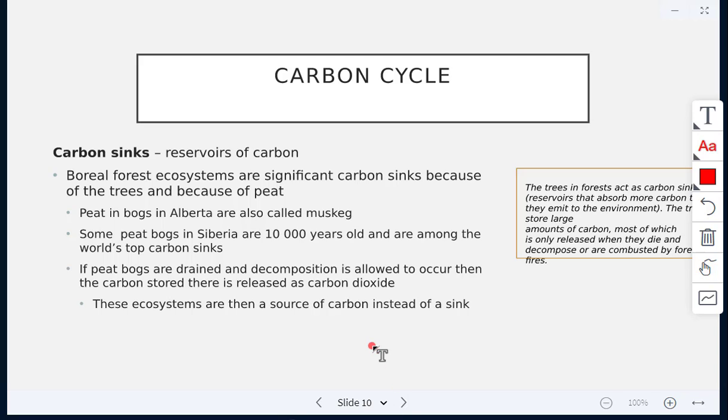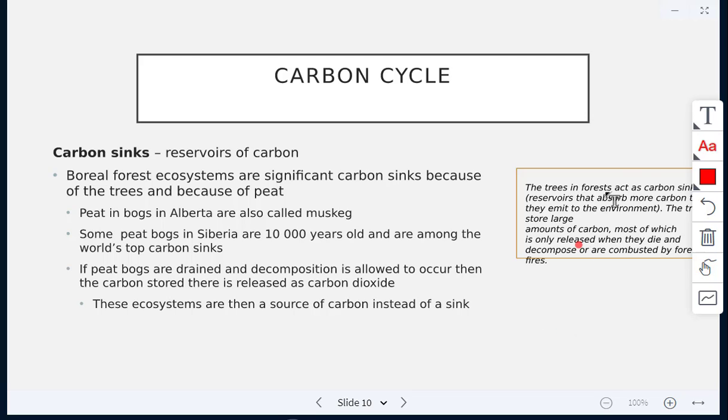All right, carbon cycle. There's also these areas called carbon sinks. So when we talk about carbon sinks, they are the reservoirs of carbon. So for example, boreal forest ecosystems are significant carbon sinks because of the trees and because of peat. So peat bogs in Alberta are also called muskeg, and some peat bogs in Siberia are like 10,000 years old and are among the world's top carbon sinks. If these peat bogs are drained and decomposition is allowed to occur, then that carbon that is stored will get released as carbon dioxide. Then, instead of being a carbon sink, these ecosystems will now become a source of carbon.